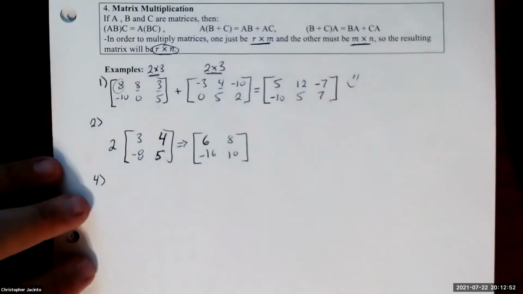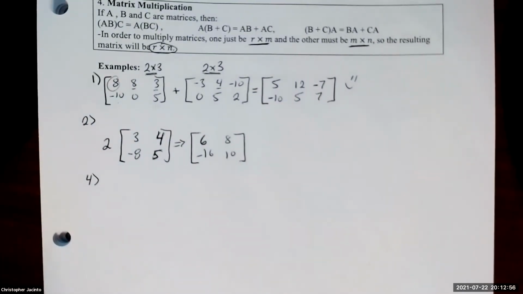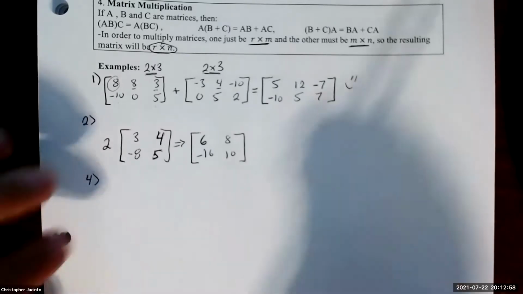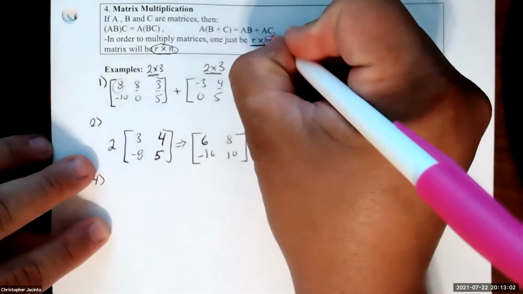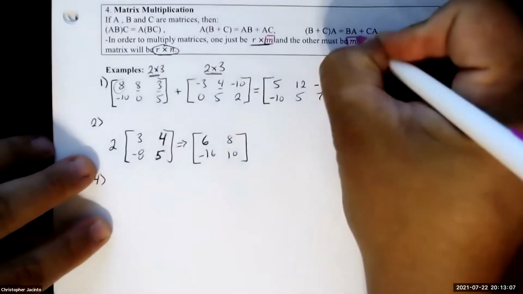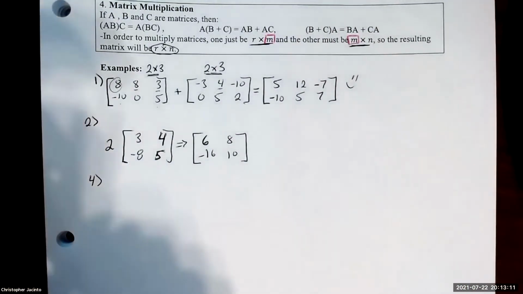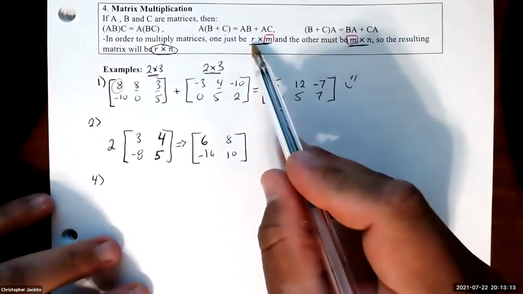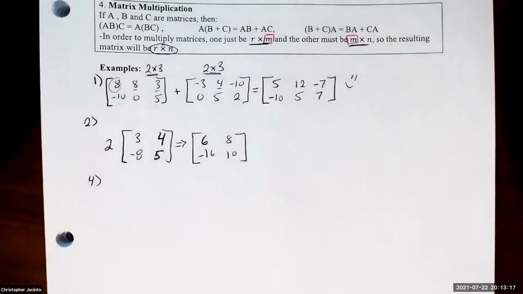Now, that may be a little confusing. If it's easier, the way I was able to remember this kind of matrix multiplication is this number here. The column of your first one must be the same as the row of your second one. So notice the result is just the outer ones, the R and the N. That's what makes it up there.